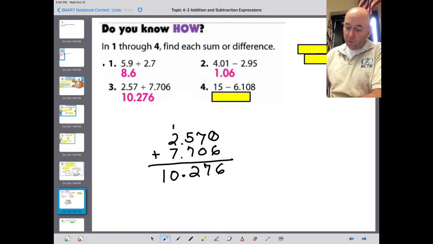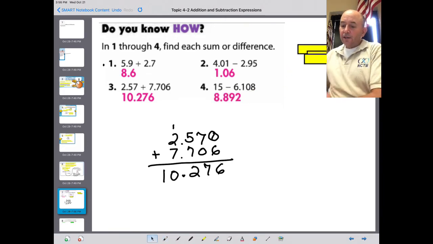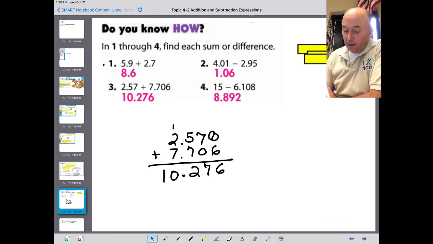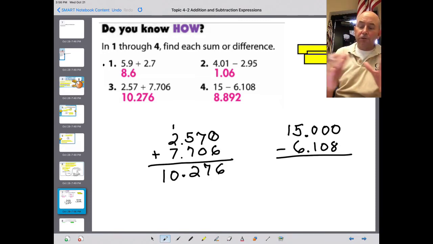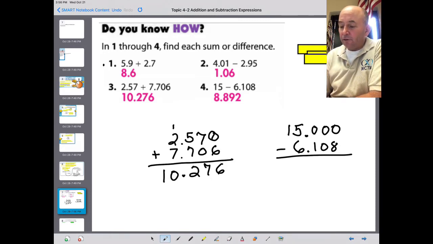All right, number 4. Let's take a look at number 4. The answer is 8 and 892 thousandths. This one is a little bit different because you have 15, which is a whole number, and then you have it taking away 6 and 108 thousandths. And you'll notice that you have 3 zeros to annex in this situation, and then you're going to regroup across multiple digits because you're actually going to have to start at borrowing at the 1, which will become 0.